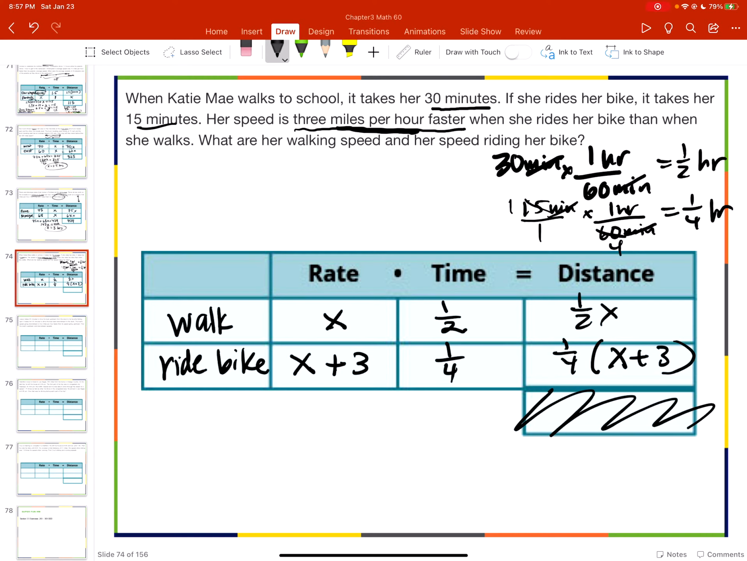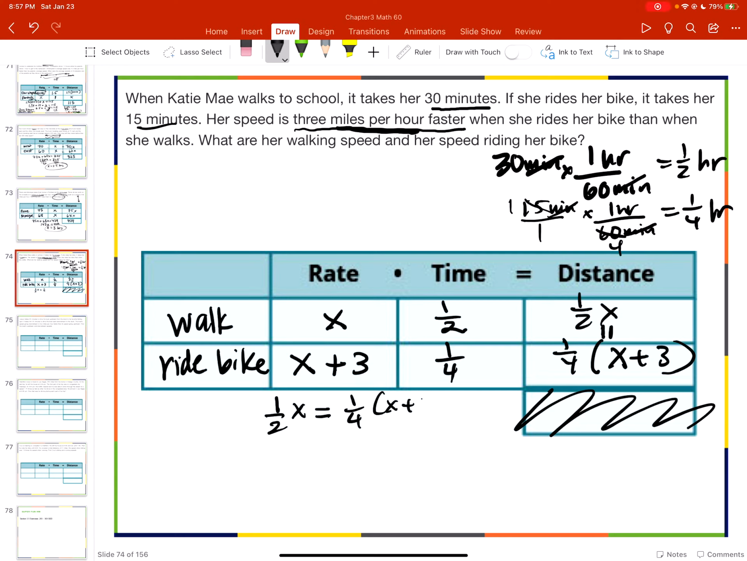Now we don't need the sum, because we're talking about how she goes to school. When she goes to school, the distance doesn't change. It's still however many miles away, that's how far it is. So these two expressions for distance actually equal each other. It's really important that you read the problem carefully, because sometimes it's an add-up-and-equals kind of problem, and other times it's an equal-to-each-other kind of problem. In this case, it was an equal-to-each-other kind of problem.